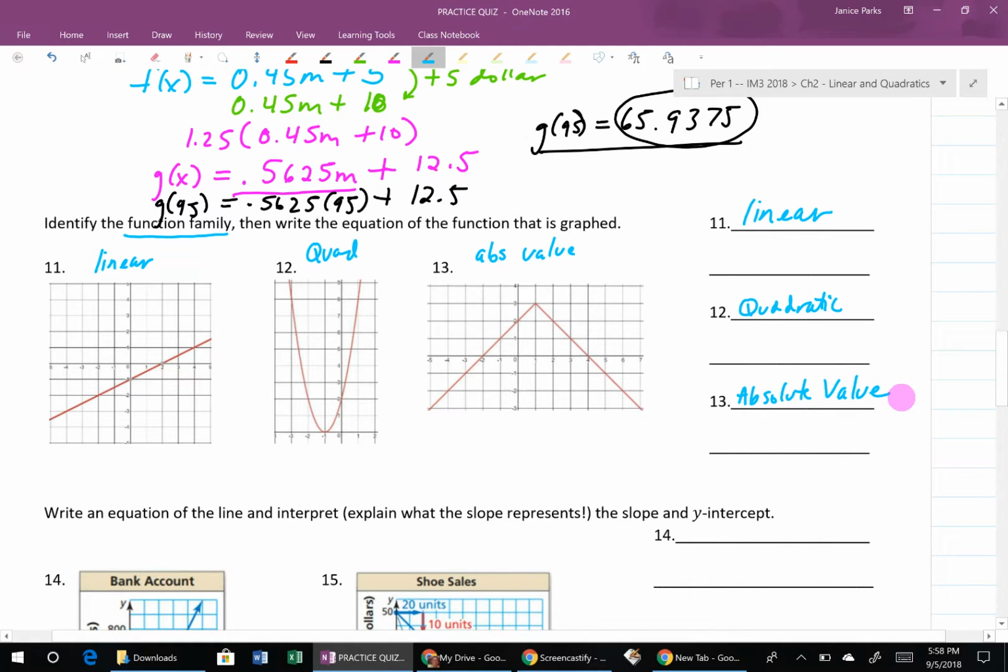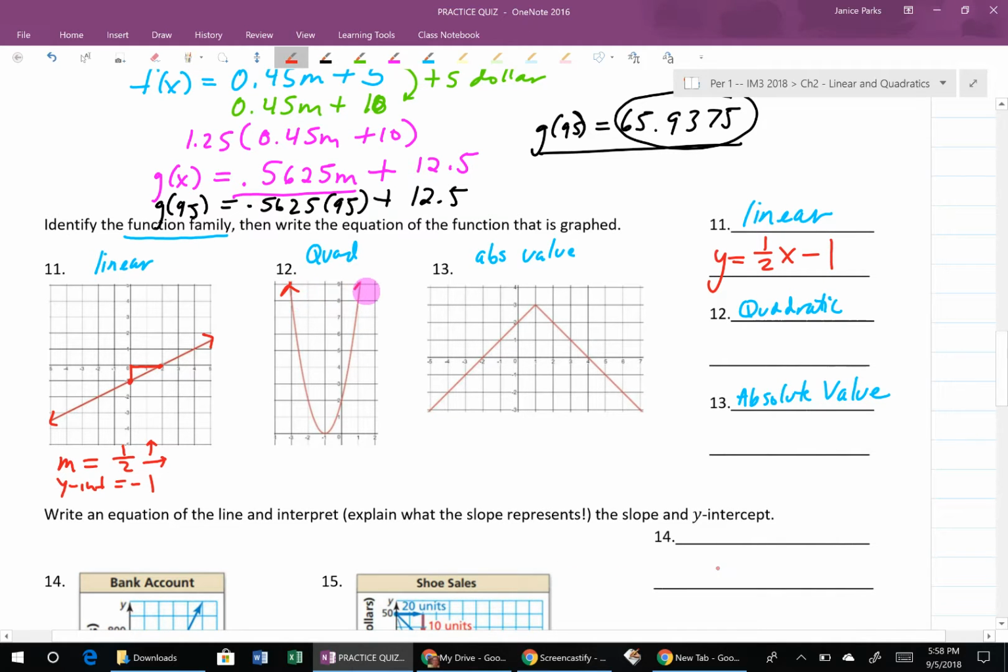Next, we have to figure out the actual equation. So for the linear function, we need to find the slope and we need to find the y-intercept. The y-intercept is here at -1. The slope is up 1 and over 2. So up 1 over 2, that's rise, that's run, that's the slope. Since the equation is y equals mx plus b, then y equals 1/2 x minus 1. B is the y-intercept.